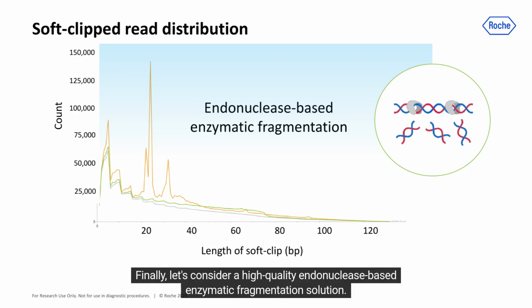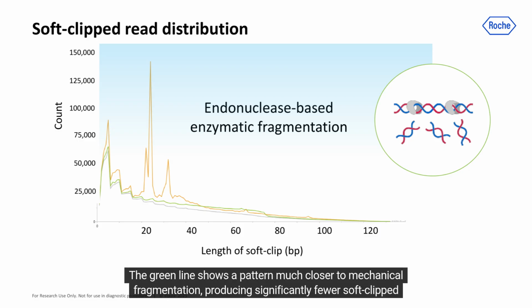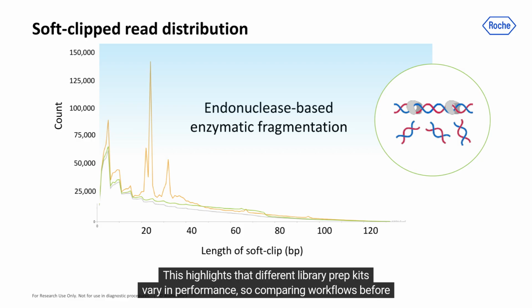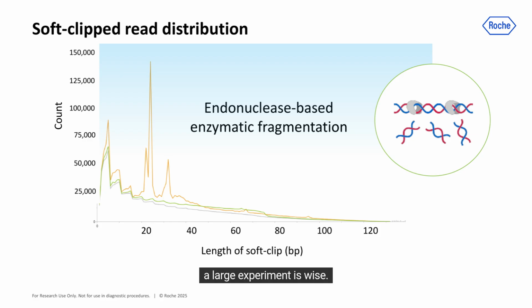Finally, let's consider a high-quality endonuclease-based enzymatic fragmentation solution. The green line shows a pattern much closer to mechanical fragmentation, producing significantly fewer soft-clipped reads than transposon-based methods, though still slightly more than mechanical fragmentation. This highlights that different library prep kits vary in performance, so comparing workflows before a large experiment is wise.